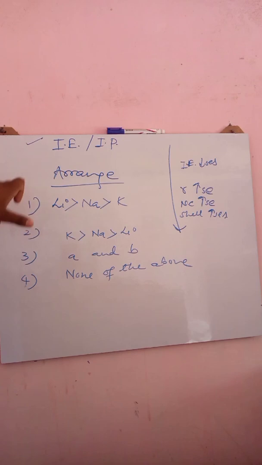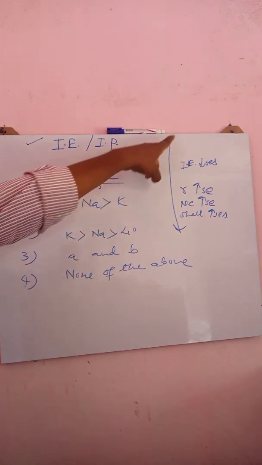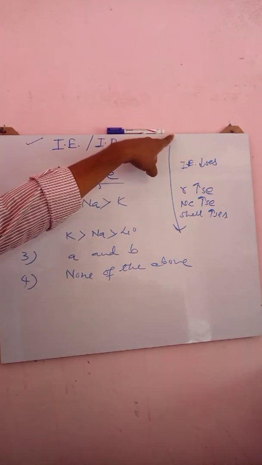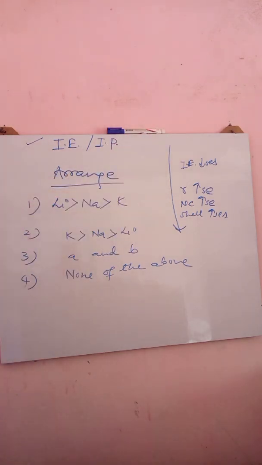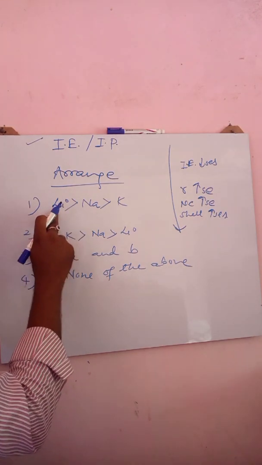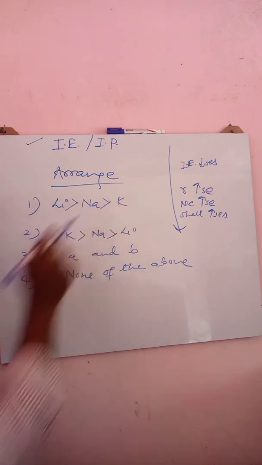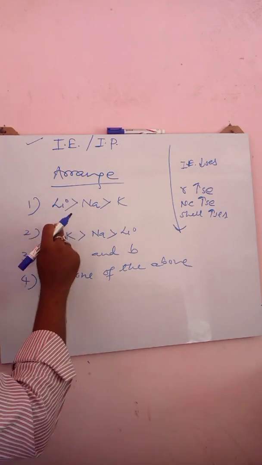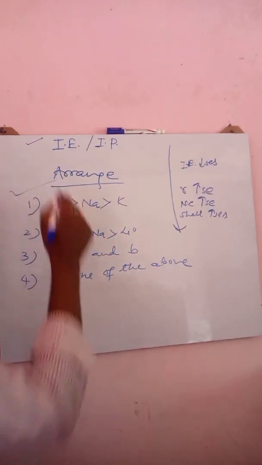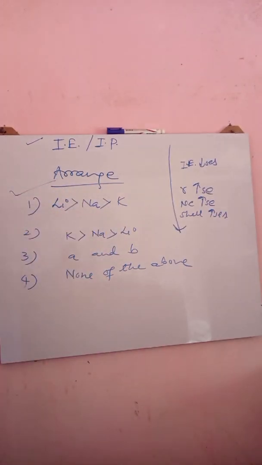So this particular question is dependent on the trend of ionization enthalpy in a group. When we move top to bottom, ionization enthalpy decreases. So you can see here lithium at the top, then sodium in a group, then potassium. It means lithium's ionization enthalpy will be high, then sodium, then potassium. So the correct option is first. Right?